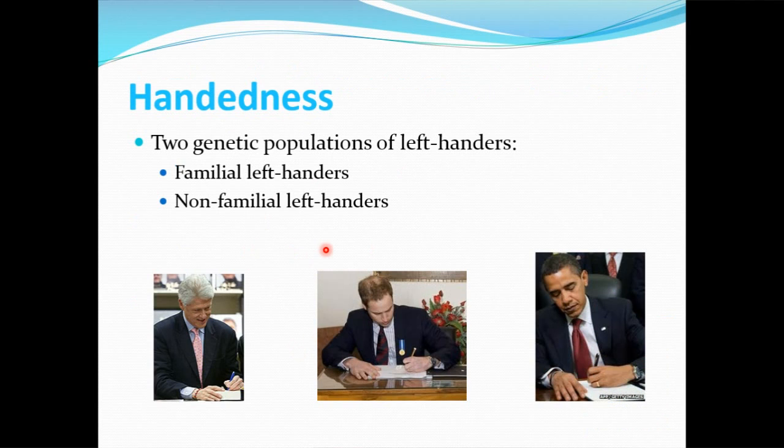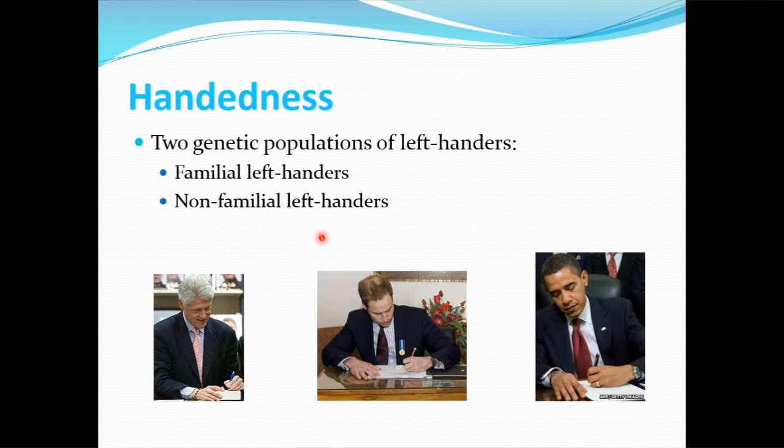Now, you'll read quite a bit about handedness. I've put in three pictures of three famous people who happen to be left-handed, just for interest's sake. And you get two populations of left-handers. If your patient is left-handed, it's important to ask them about this. Are they familial left-handers? Do they have people in their family that are left-handed, parents, grandparents, and so on? So is it a genetic thing?